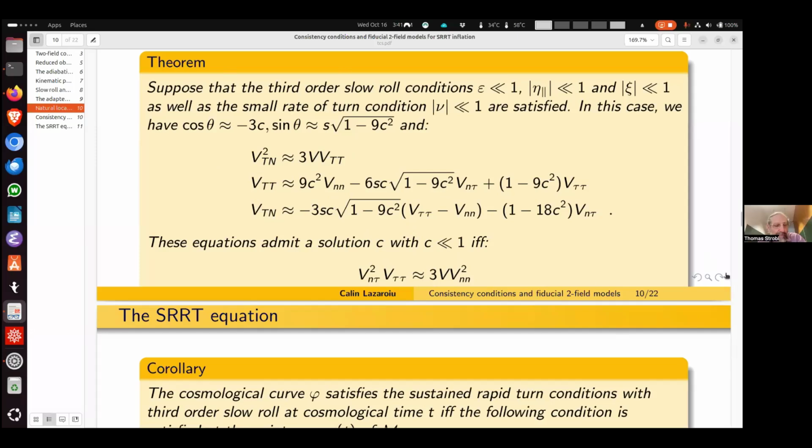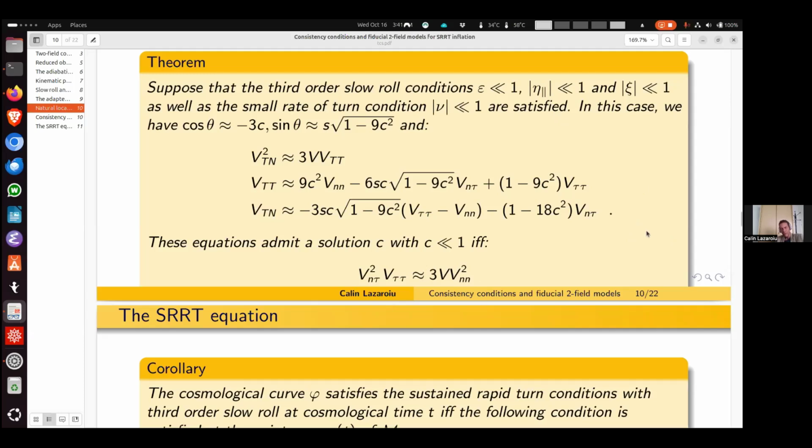You have to read my paper with Lilia. It takes about a page and a half to do this because you have to be careful with certain approximations and the orders and so on, but we do it carefully. Okay? So I just stated the final result. This is the approximate version of what I will call the SRRT equation. I will call imposing all these conditions simultaneously, including C much smaller than 1, the SRRT condition. Sustained slow roll with rapid turn.